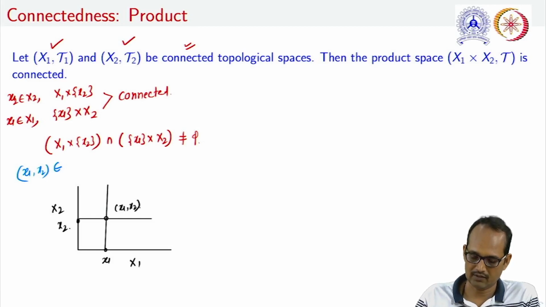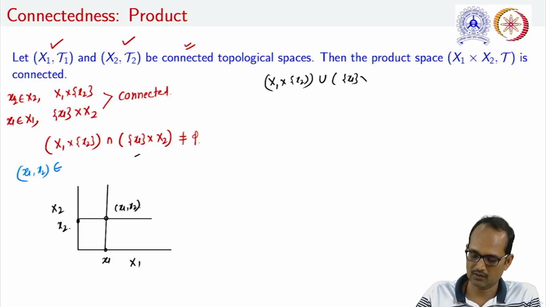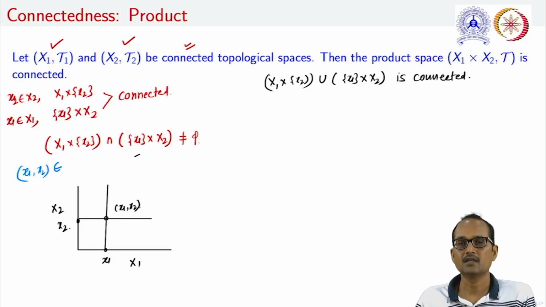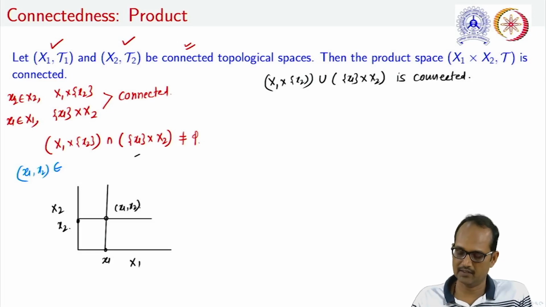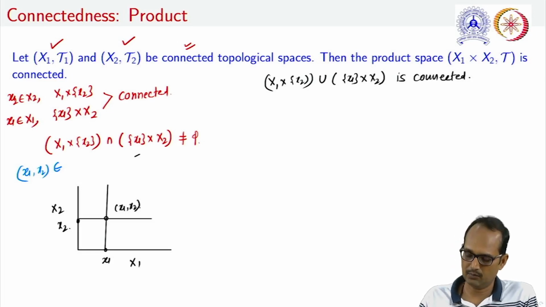Now, if their intersection is non-empty, what can we conclude from here? We can say that x1 cross the singleton set x2 union the singleton set x1 cross x2 is connected. We have already seen that the union of connected sets is connected provided their intersection is non-empty.